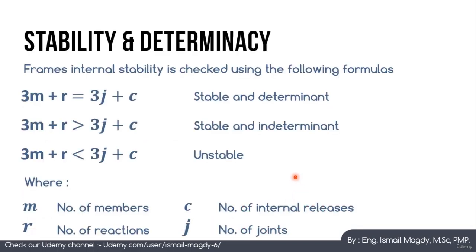So now we are done with the beams' stability and determinacy. What about frames? A frame's stability and determinacy is checked using these formulas. 3m plus r equals 3j plus c means stable and determinate. 3m plus r bigger than 3j plus c means stable and indeterminate. 3m plus r less than 3j plus c means unstable. Here m is the number of members, c is the number of internal releases, r is the number of reactions, and j is the number of joints. So let's have an example on this.